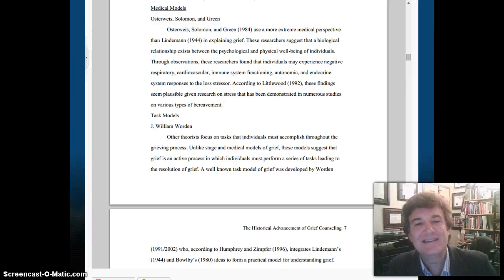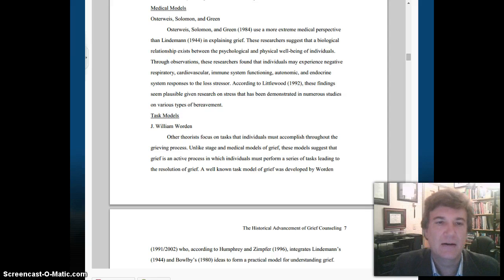Okay, so this is the second part of Chapter 17 from my book, and we're beginning to talk about the historical grief models. A brief paragraph on medical models: Parkes, Weiss, Solomon and Green. They use an extreme perspective, more extreme than Lindemann. They suggest that a biological relationship exists between the psychological and physical well-being of individuals.